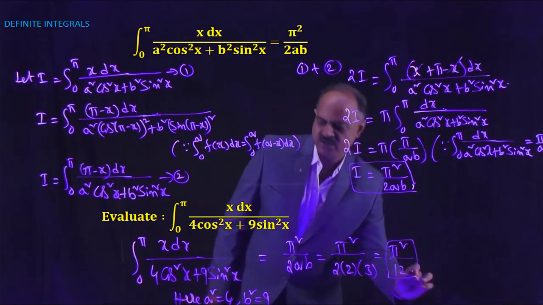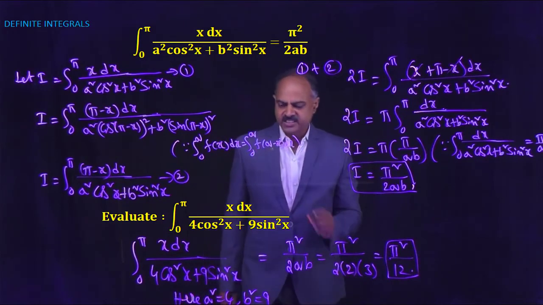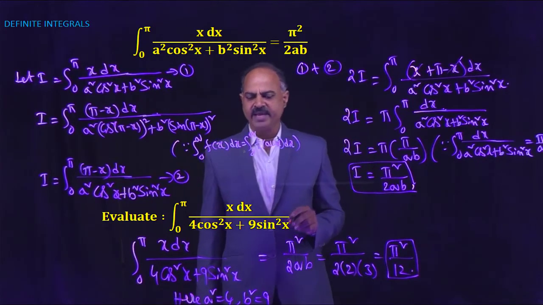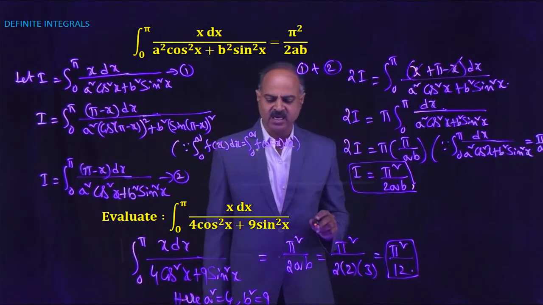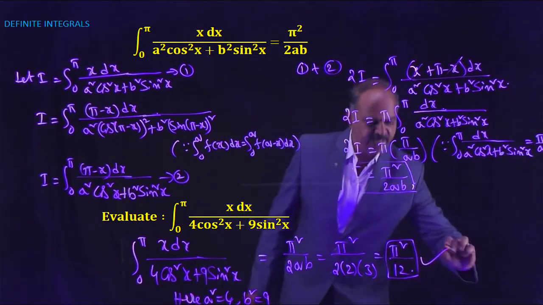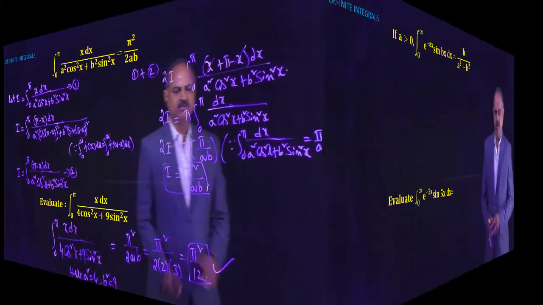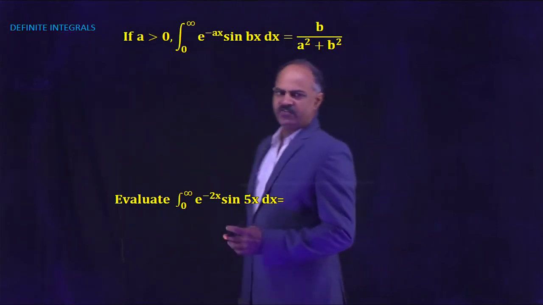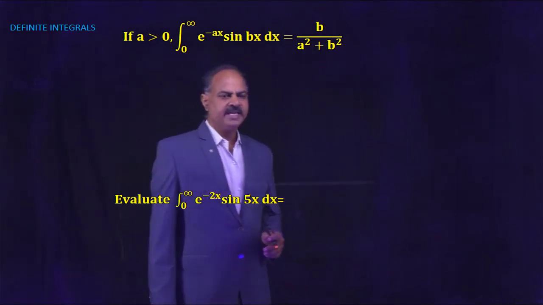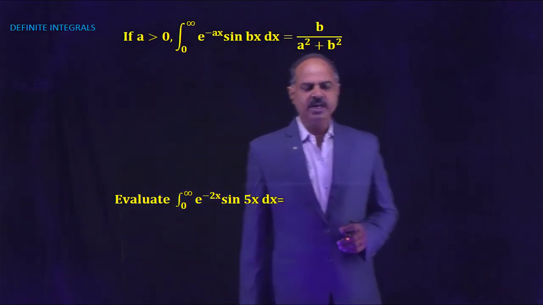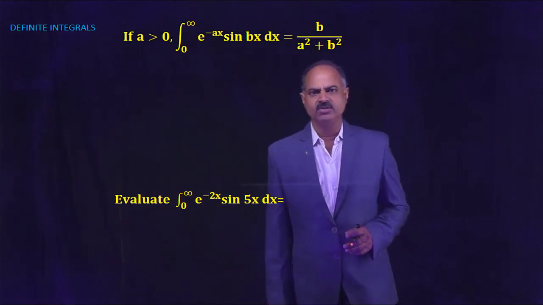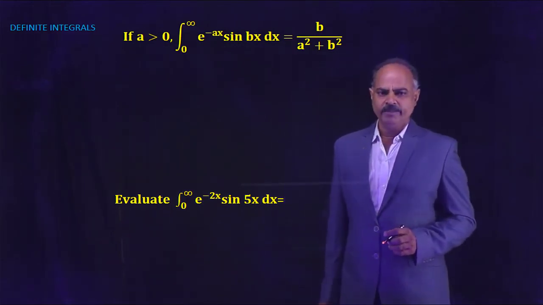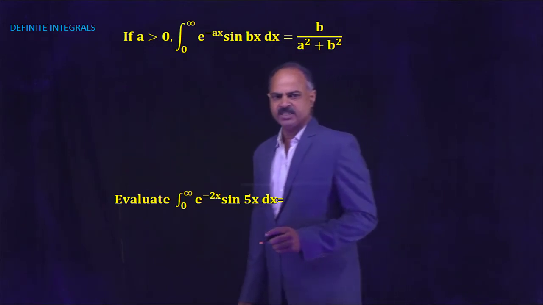So therefore, integral 0 to pi x dx by 4 cos square x plus 9 sin square x equals pi square by 12. Next formula: if a is greater than 0, integral 0 to infinity e power minus ax into sin bx dx equals b by a square plus b square.